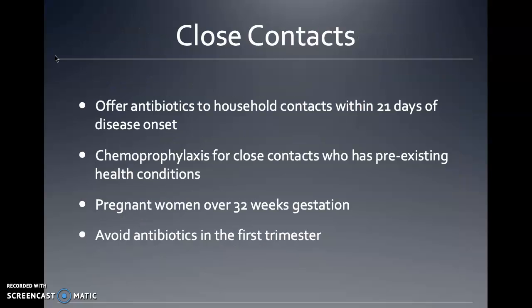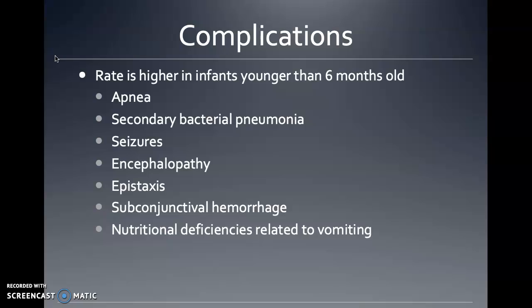the therapy. Close contacts should be treated within 21 days of disease onset, and prophylaxis should also be offered to individuals in close contact with those with pre-existing health conditions, in pregnant women over 30 weeks of gestation, and avoid antibiotics in the first trimester. And if the woman was diagnosed in the last month of pregnancy, she can be treated with erythromycin.